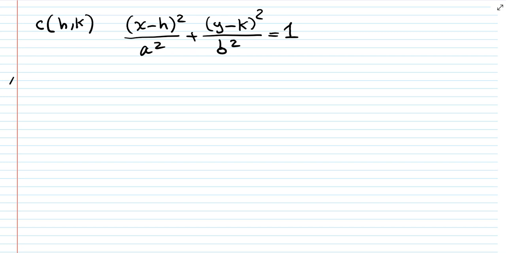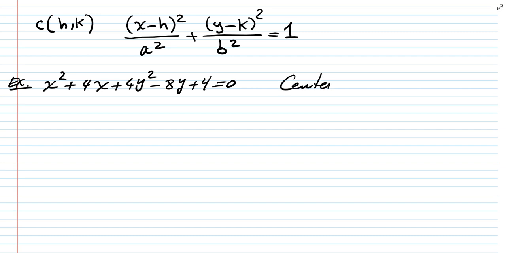And let's take a look at an example of this kind of ellipse. And suppose now I'm going to do one where I don't have the standard form, the HK form. Suppose I'm given the polynomial form, and let's go with this one. Okay, and for this, we want to find the center, the coordinates of the foci, and the vertices.